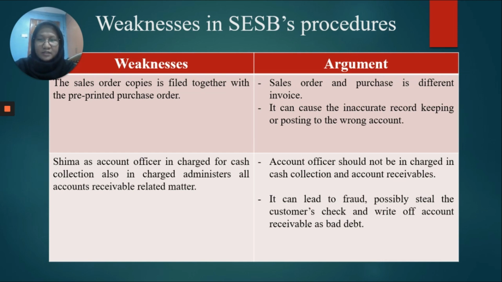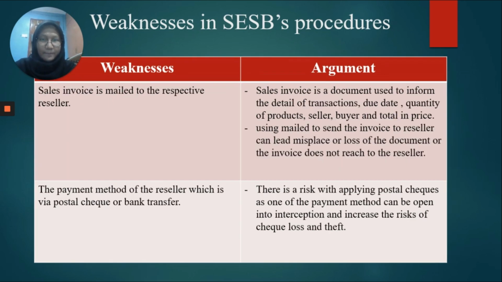The second one is Shima, who is an account officer that is in charge of cash and also in charge of account receivable related matters. As an account officer, they cannot be in charge of two duties, which are cash collection and also account receivable, because this can lead to fraud, possibly stealing the customer checks and writing off account receivable as bad debt.